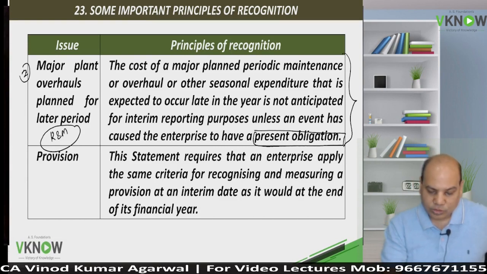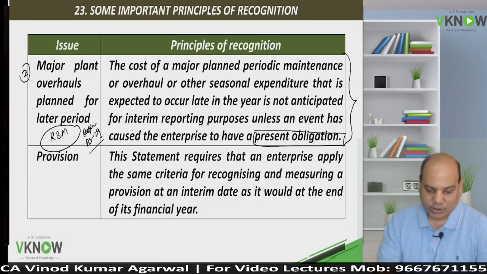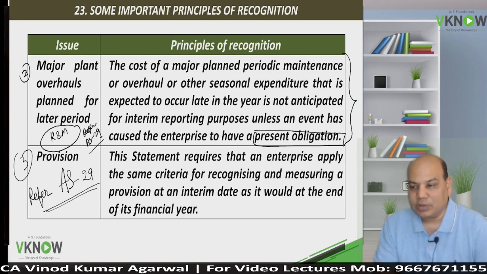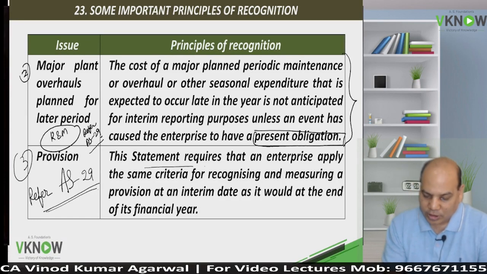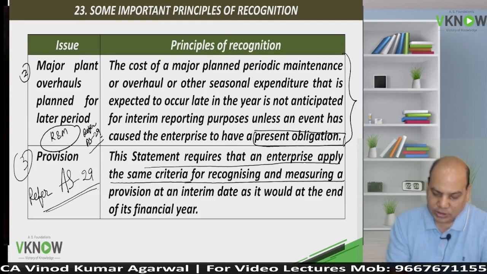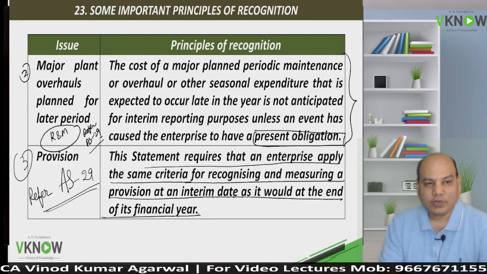Okay, so you also mention here, refer AS 29. Then we have come to the third point, provision. Refer AS 29, provisions, contingent liability and contingent asset. I hope you remember. The statement requires that an enterprise apply the same criteria for recognizing and measuring a provision at the interim date as it would at the end of its financial year.